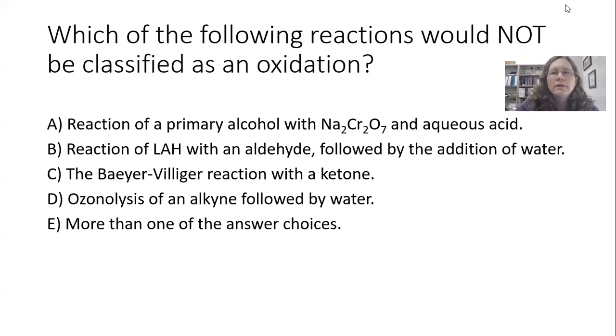The question asks, which of the following reactions would not be classified as an oxidation? This is a hard question because it has several different reactions that we have to think about. The reactions aren't shown to us with a figure, so we have to visualize the figure ourselves, which can be hard. So I always recommend drawing it all out when you're trying to think through a question like this.